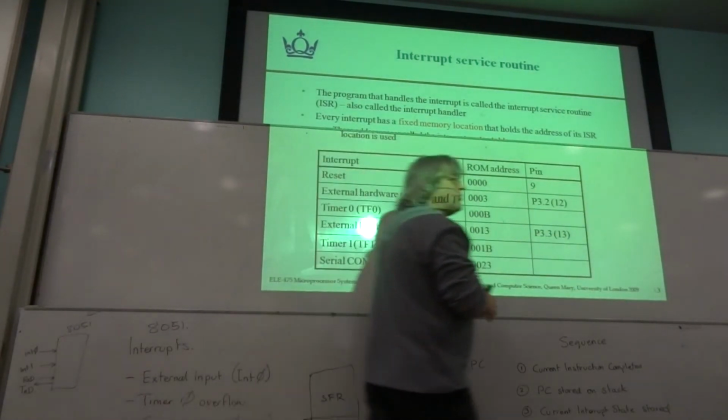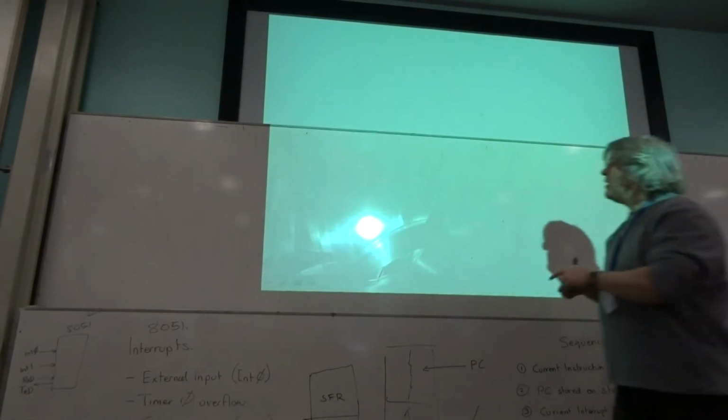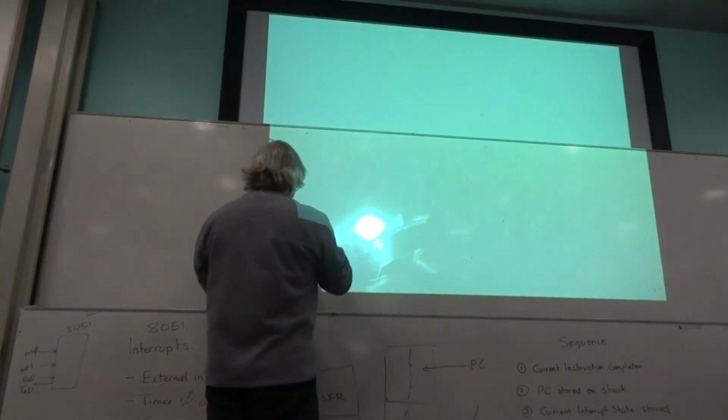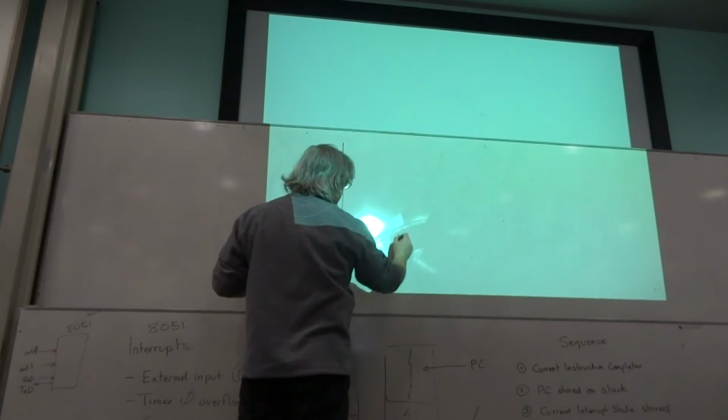So a normal structure for writing a program would be something along these lines. So here's my code memory.